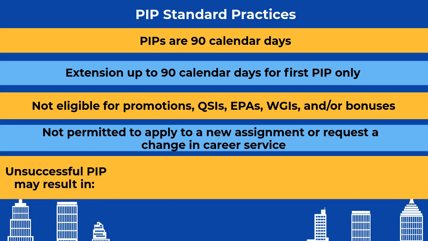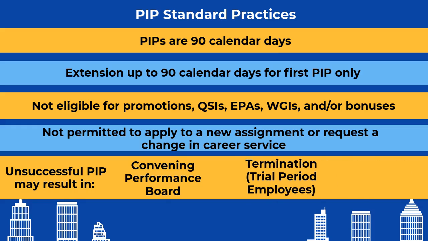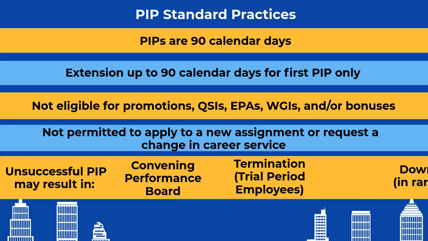If PIP requirements are not met, the sub-career service head may request to convene a performance board. However, if the employee is in their trial period, directorate heads may request termination to the Associate Director for Talent. In rare cases, the career service head may downgrade the employee without salary retention.